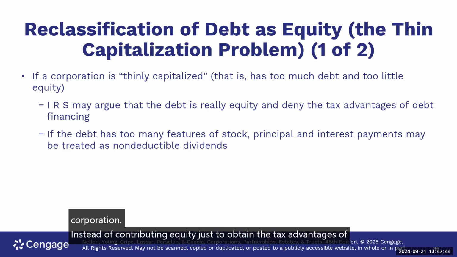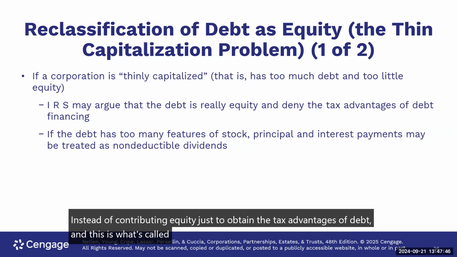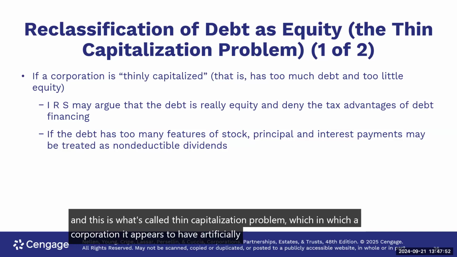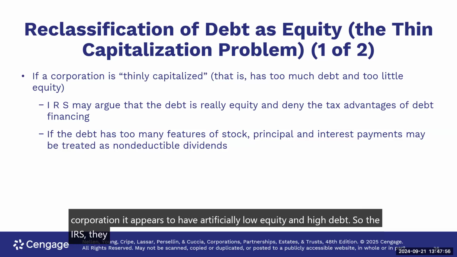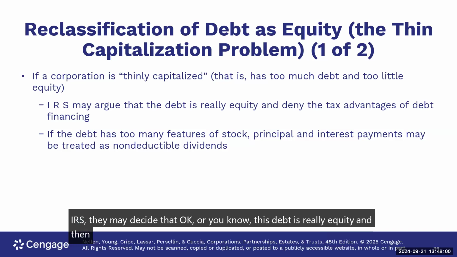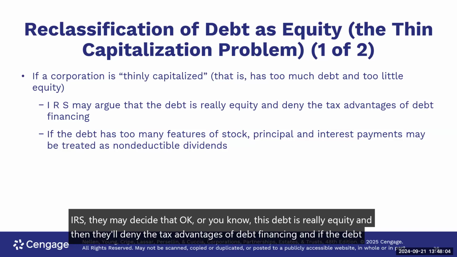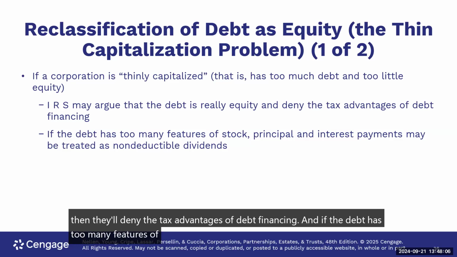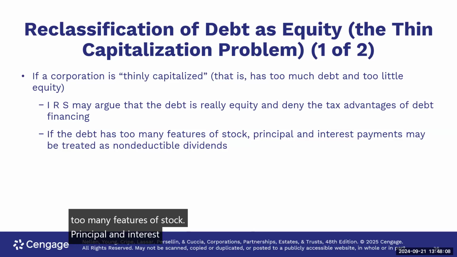This is what's called the thin capitalization problem, in which a corporation appears to have artificially low equity and high debt. The IRS may decide that this debt is really equity, and then they'll deny the tax advantages of debt financing. And if the debt has too many features of stock, principal and interest payments may be treated as non-deductible dividends.